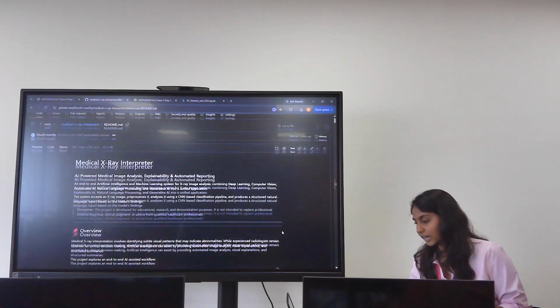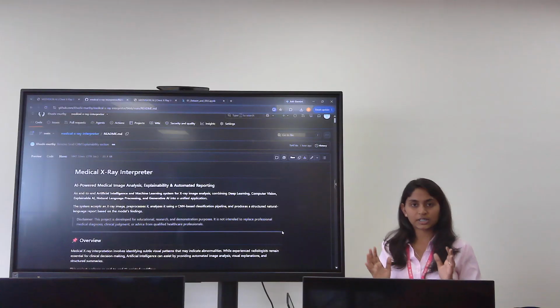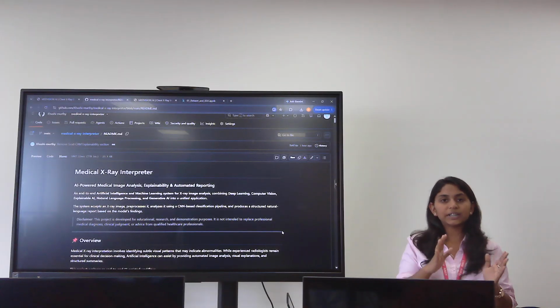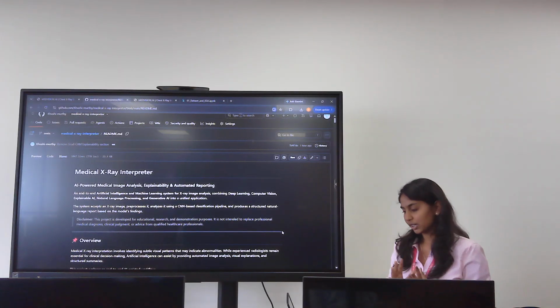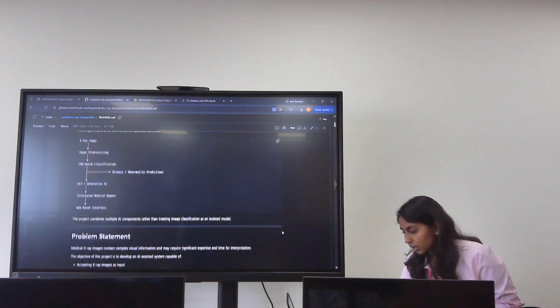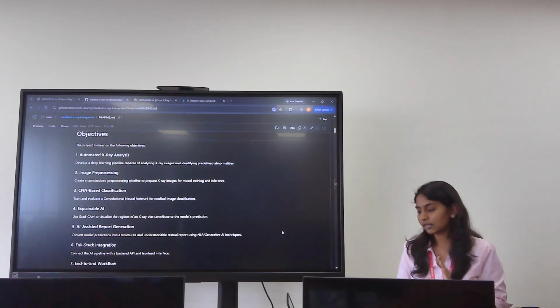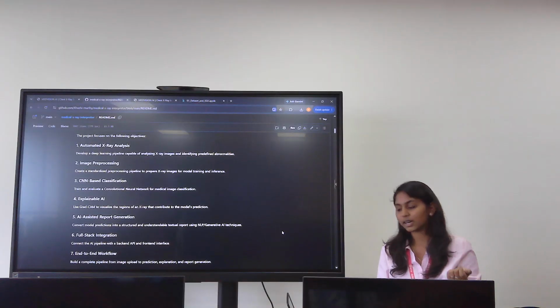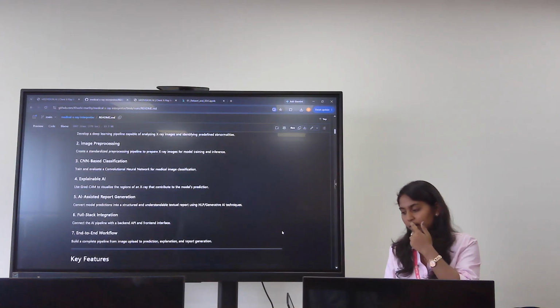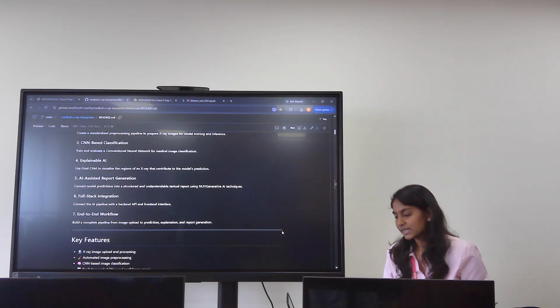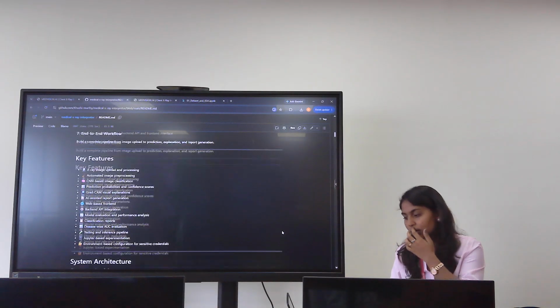MedVision AI is an AI-powered medical image analyzer. It is an end-to-end artificial intelligence and machine learning model. Looking into my project, the objectives are analyzing the X-ray. I have done image pre-processing and I have included CNN-based classification.